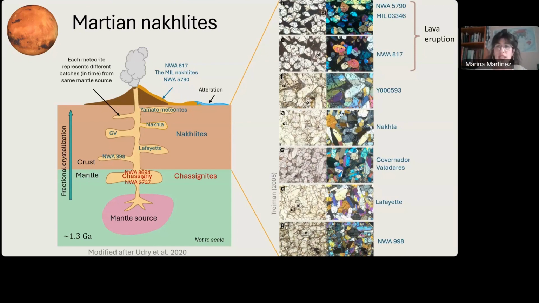And the two Nakhlites that we studied were Northwest Africa 998, which is the one representing the base of the cumulus pile, and Nakhla, which is more or less in the middle. So Northwest Africa 998 has olivine equilibration because it has the slowest cooling rate, and also blocky plagioclase in the mesostasis, etc., because it has more time.